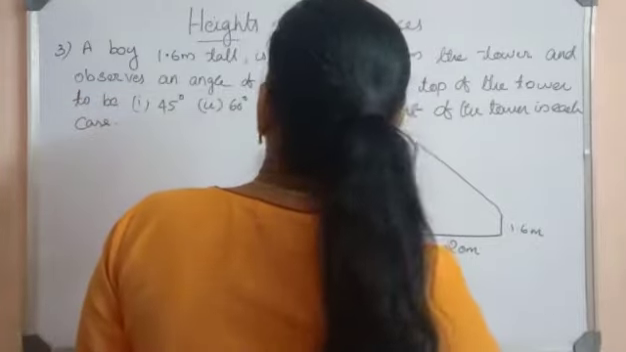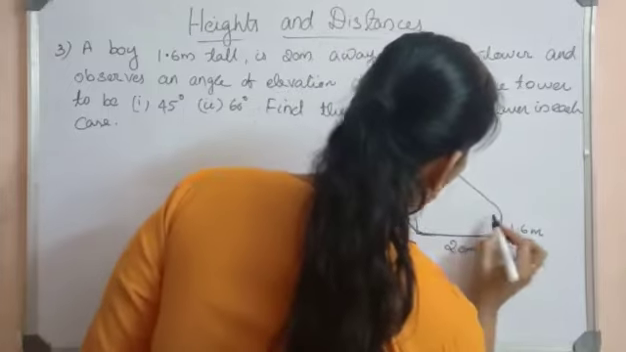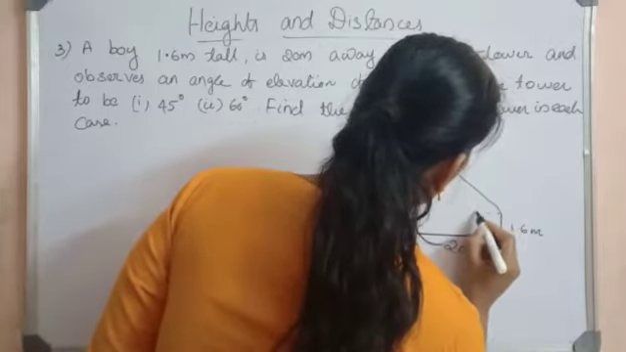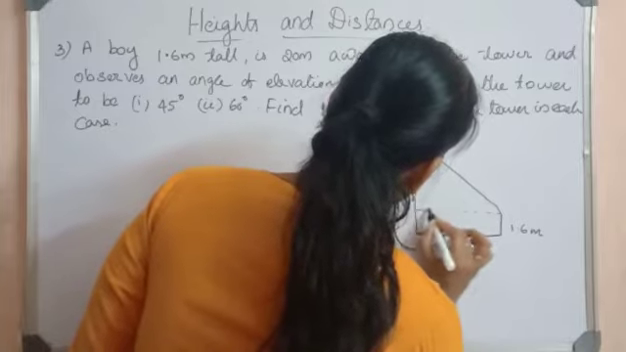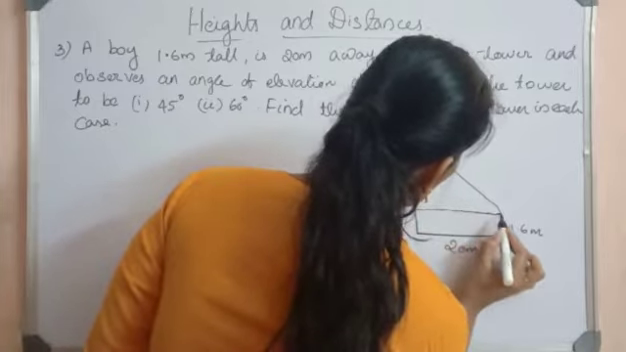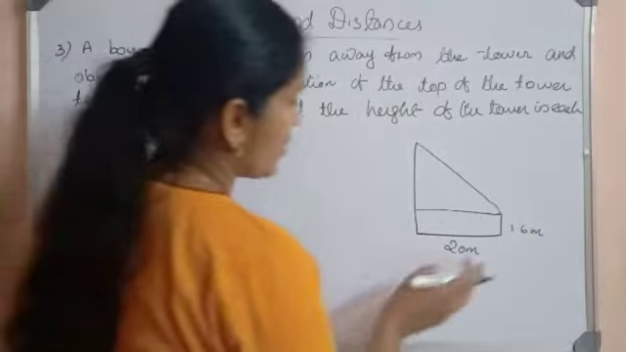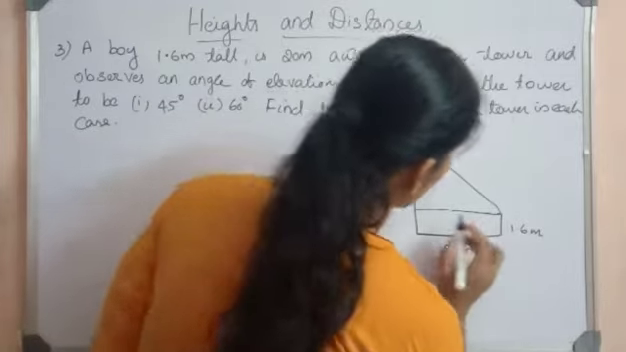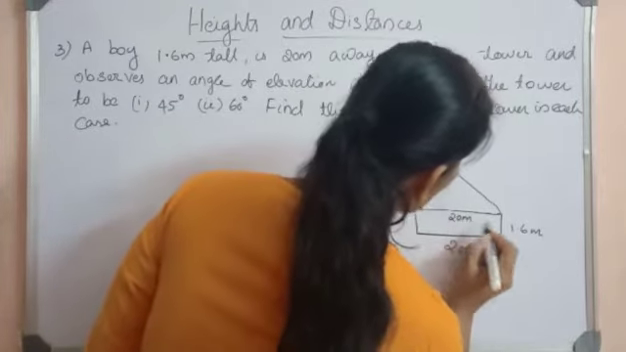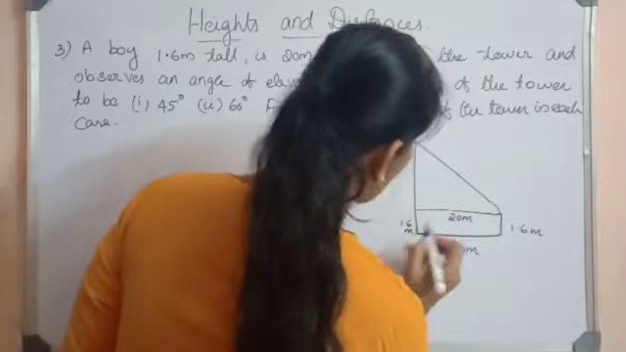Now here this is not a right angle triangle. So what we have to do is draw a line parallel to the base. And if we join, this becomes a right angle triangle and we can apply the trigonometrical ratio and find the height of the tower. So since this is 20 meters, even this will be 20 meters since it is parallel and the distances are equal. This also will be 1.6 meters.